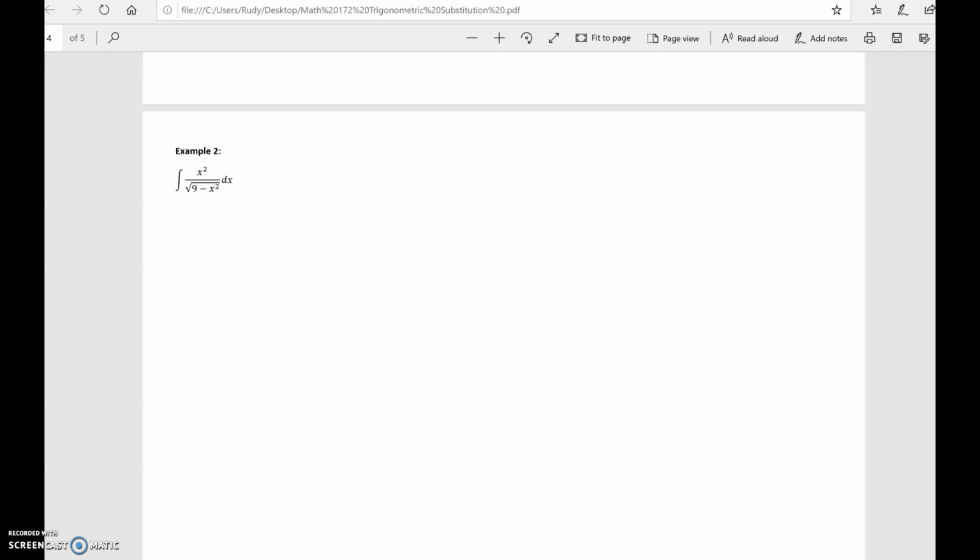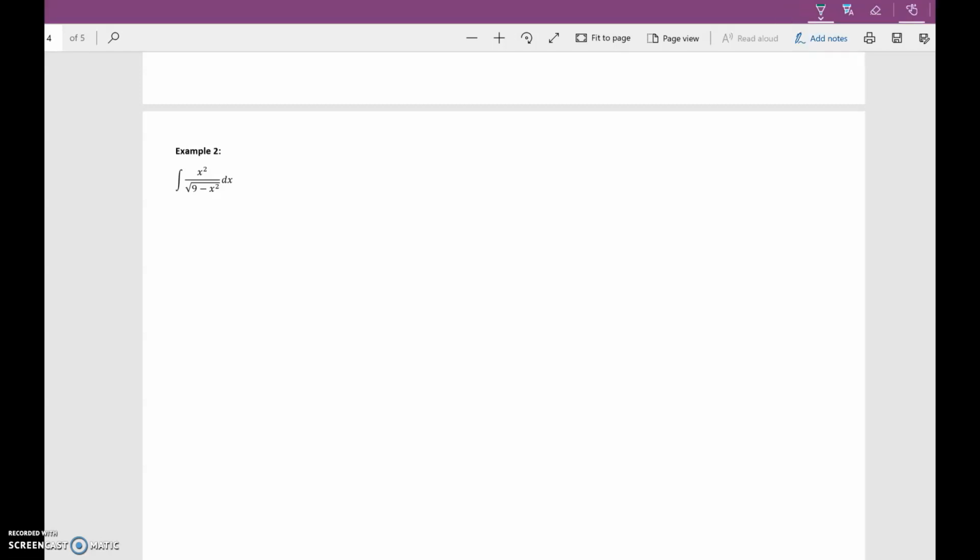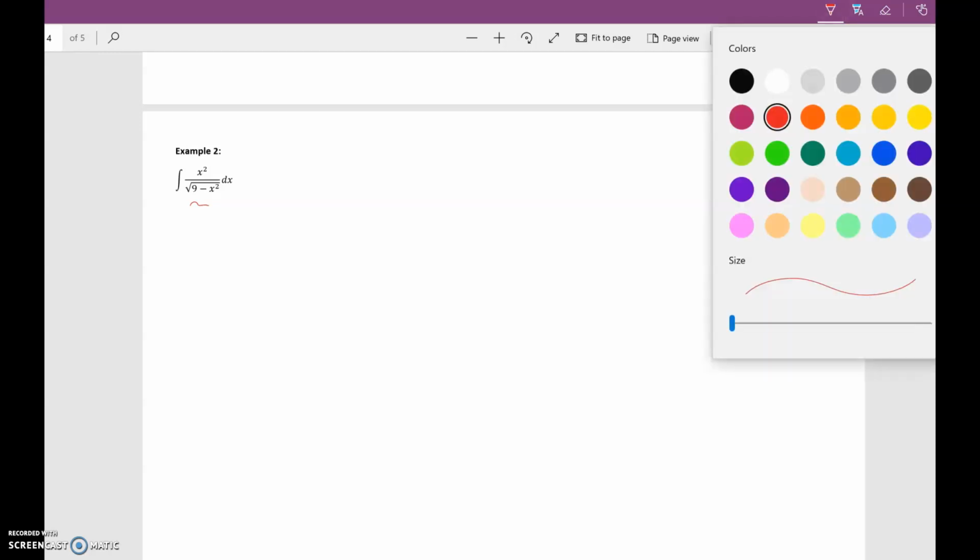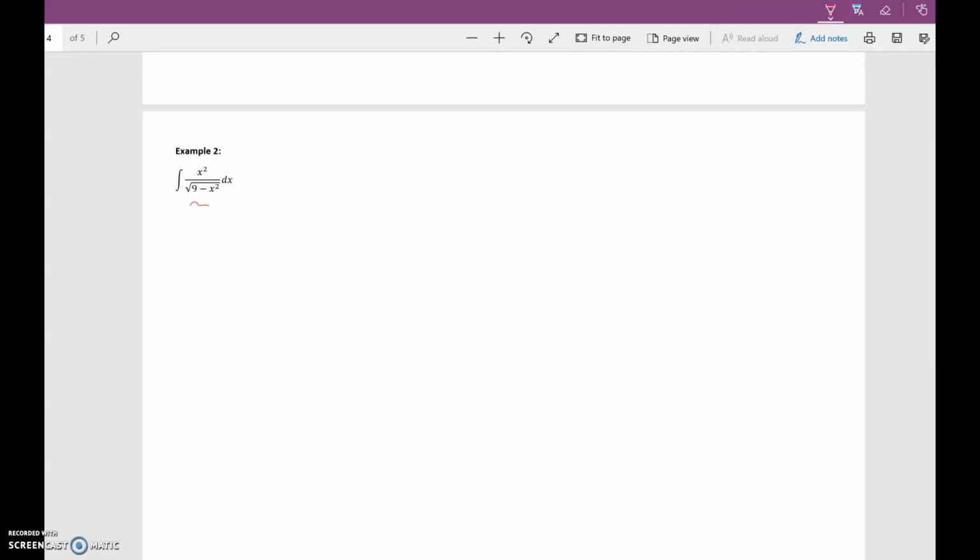Hi class, let's take a look at example 2. And example 2 is slightly different than the previous one that we did. We first have to rewrite it into a form that we're going to be able to do the trig substitution. So we still have the integral of x squared over the square root of technically 3 squared minus x squared. So in this situation, a is equal to 3.